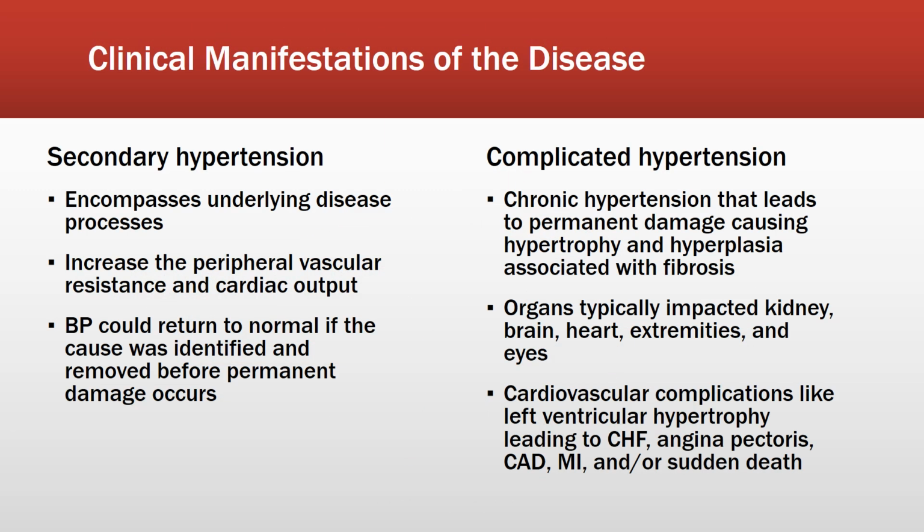Secondary hypertension encompasses underlying disease processes that increase the peripheral vascular resistance and cardiac output, where the blood pressure could return to normal if the cause was identified and removed before permanent damage occurs. Complicated hypertension is a chronic hypertension that leads to permanent damage causing hypertrophy and hyperplasia associated with fibrosis. Once significant damage occurs in the vascular remodeling, it creates reduced blood flow and dysfunction in the organs being perfused. The organs that are typically impacted include kidney, brain, heart, extremities, and eyes.